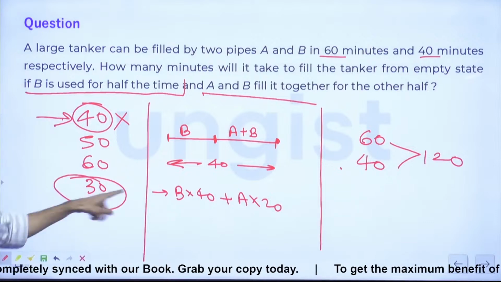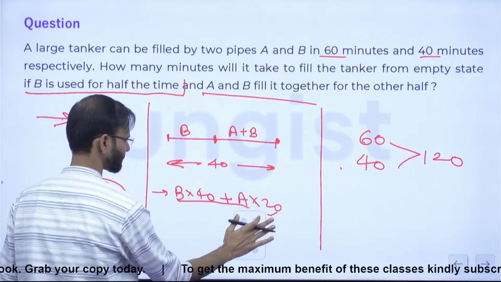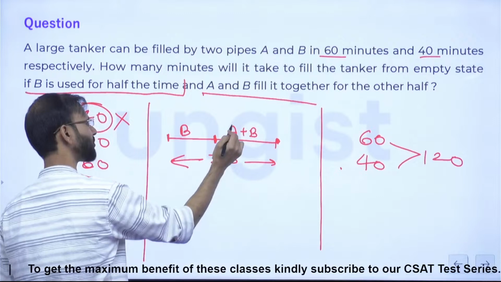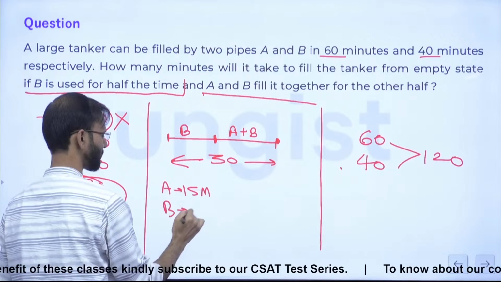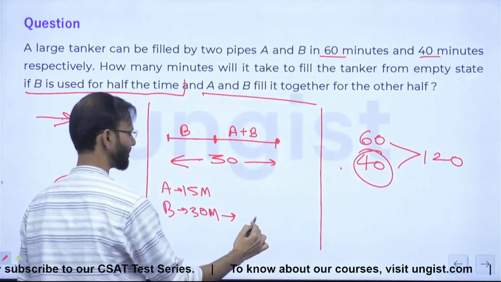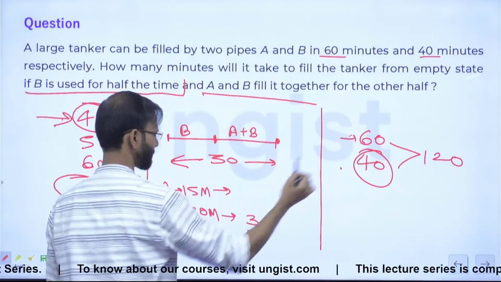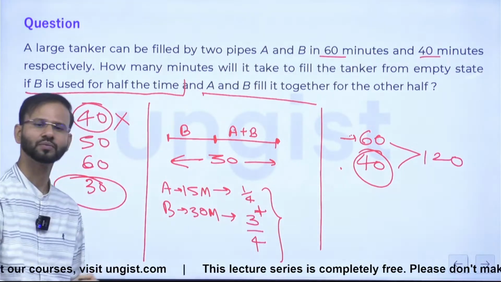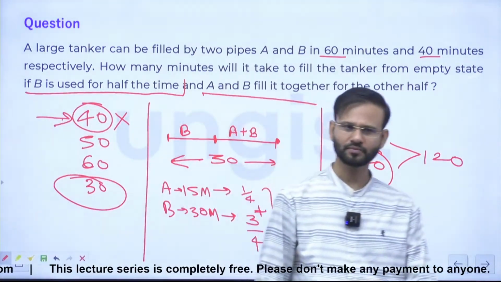So take this option. Let's say this is 30. So A is working for 15 minutes and B is working for 30 minutes. Guys, yes or no? If B is filling the entire tank in 40 minutes, so in 30 minutes it will be 3/4. And A is filling total in 60 minutes, so in 15 minutes it will be filling 1/4. The entire tank is full. Yes or no? हो गया ना? ठीक है, बताता हूँ.